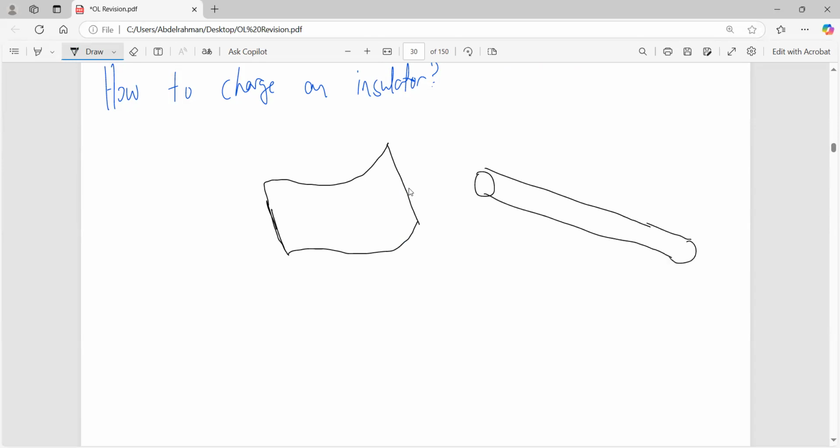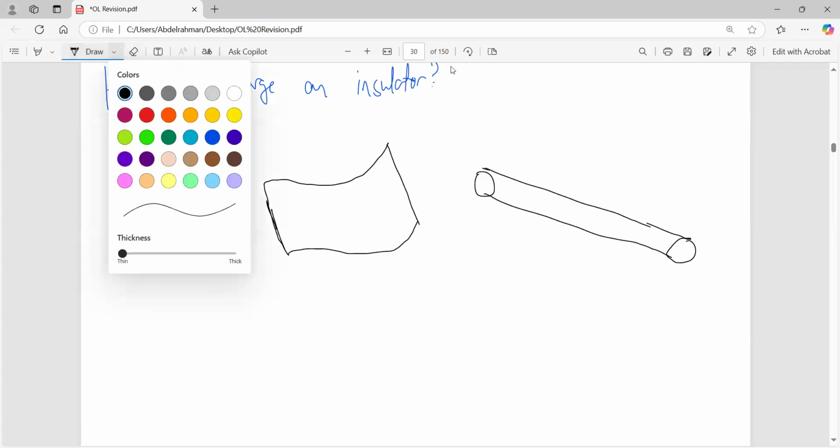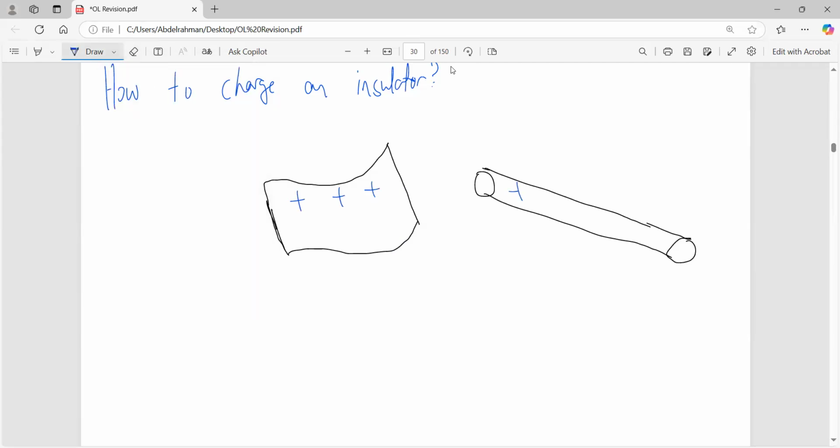Initially, both materials are uncharged. How do I know that they are uncharged? Because they have the same number of protons and the same number of electrons. For example, this has three protons as well, and both of them have three electrons. How can we charge these insulators?